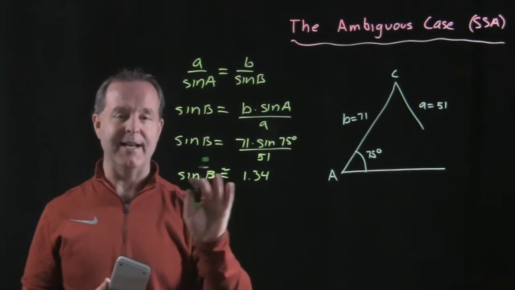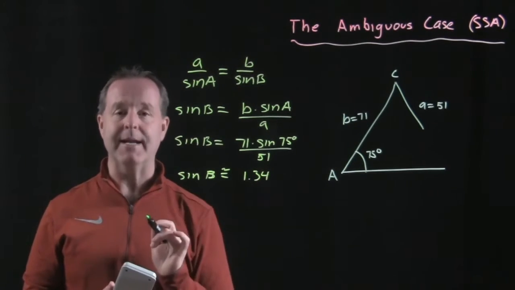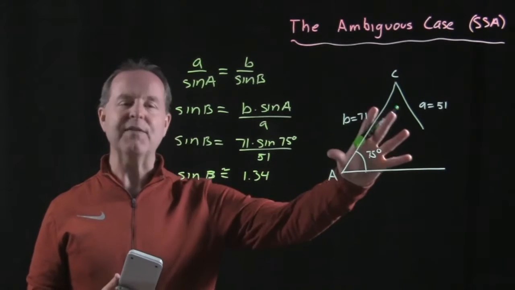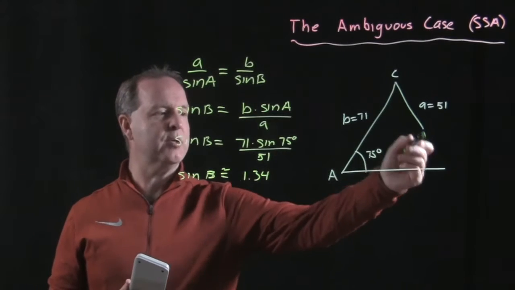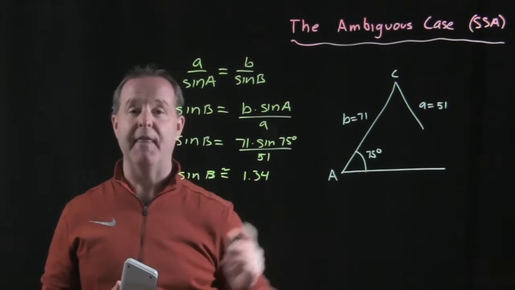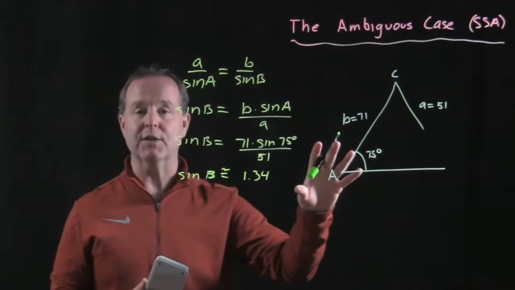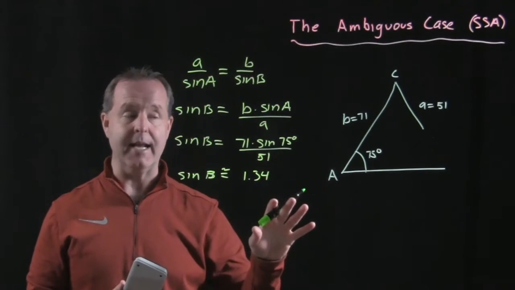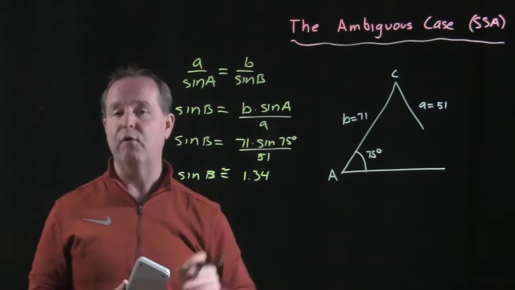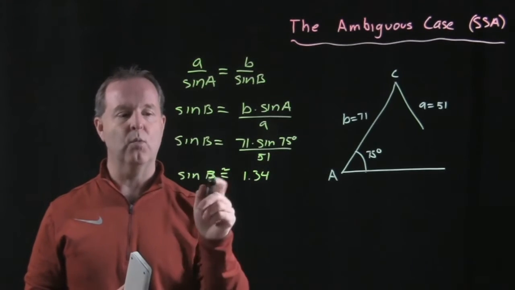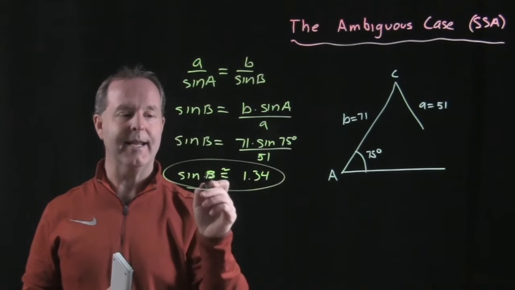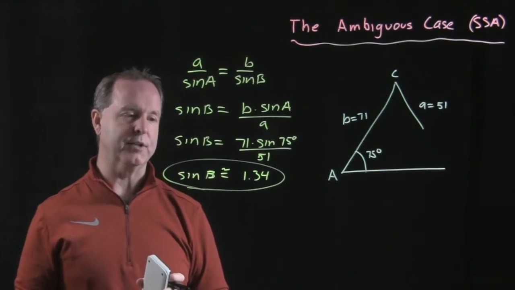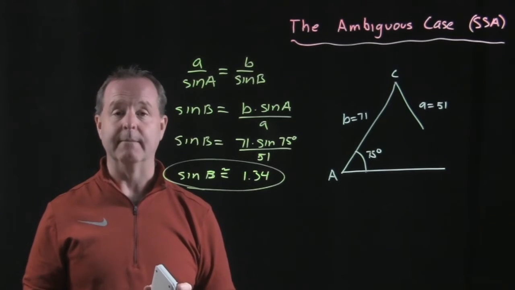Because of that, I know that there is no angle that makes this true. So there's no way to complete this triangle. There's no measurement of angle B that I can get to solve this triangle. So in this particular ambiguous case, the result does not form a triangle at all. The reason is that I get a value that I can't compute because it's outside of my domain.